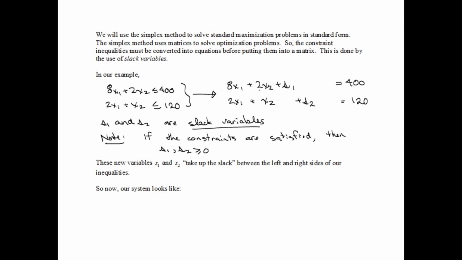If they were negative, that would mean our total of the first two terms could be larger than 120, and we do not want to allow that. We need it to be smaller than or equal to 120. If our slack happens to be 0, for example here, if S2 were 0, that would mean that 2x1 plus x2 was exactly 120. So what this does is it lets us revise our system. This is what it now looks like.